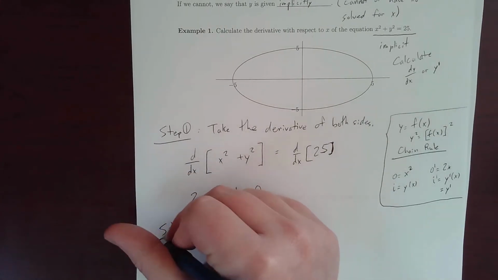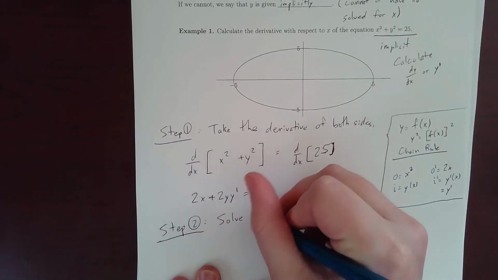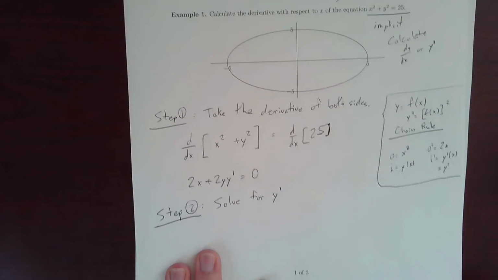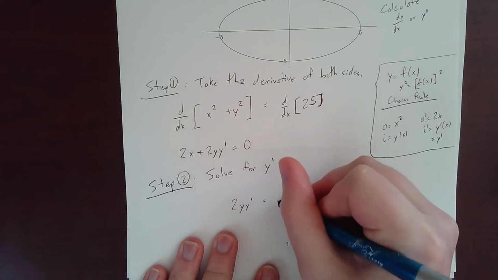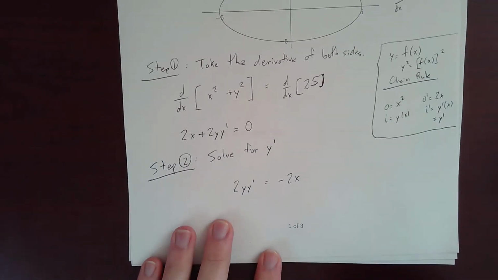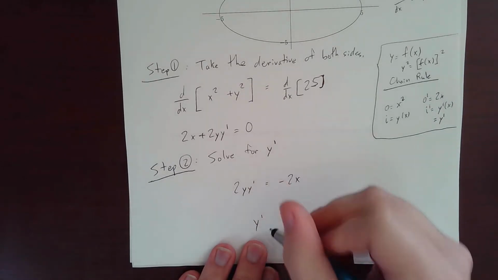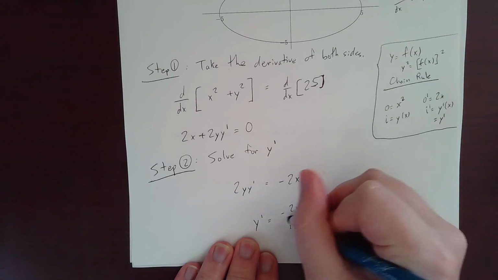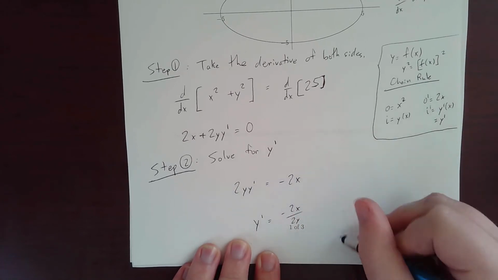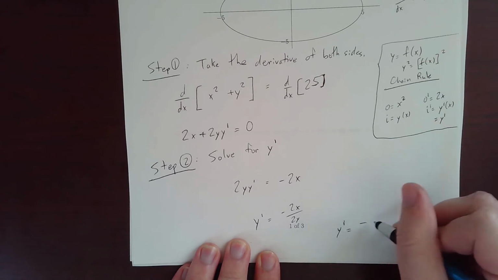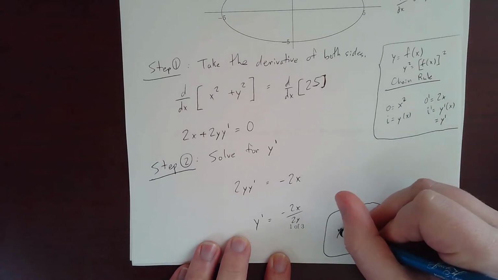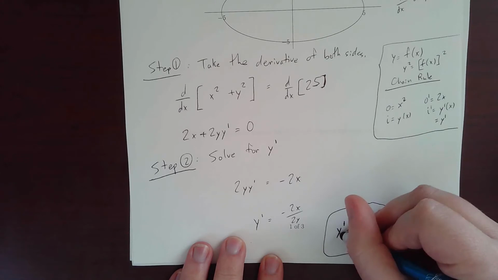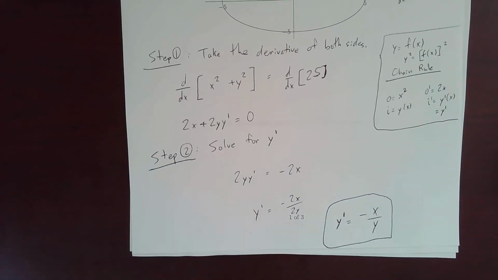Step 2 will be to solve for y prime. The first thing we're going to do is subtract over the 2x. So we'll have 2y y prime equals negative 2x. Then we'll divide both sides by 2y. And so we'll get that y prime equals negative 2x divided by 2y, or in other words, y prime equals negative x over y. Again, we don't actually know what y is. We're not sure what that function is. However, once we do know that, we can find its derivative by plugging in the y.